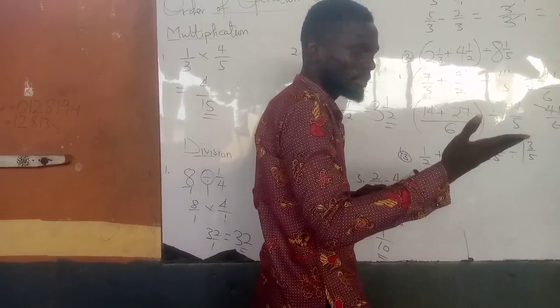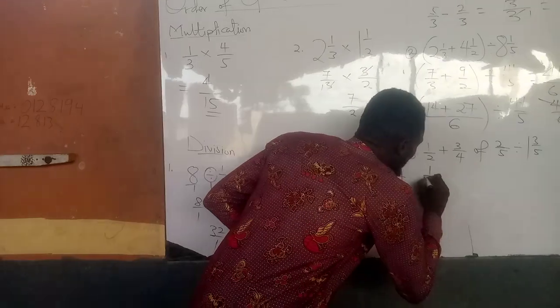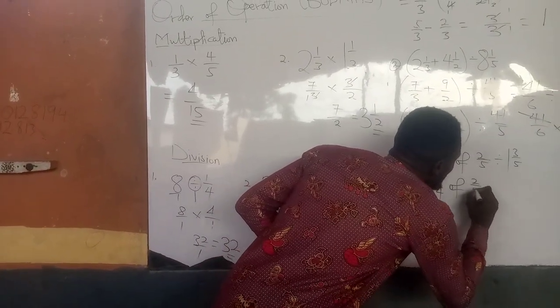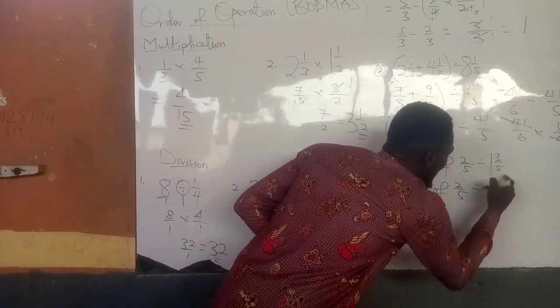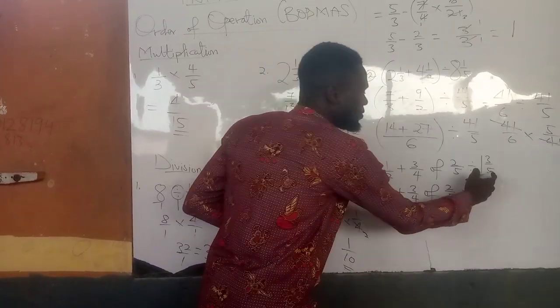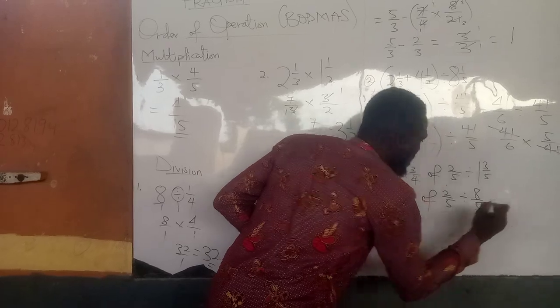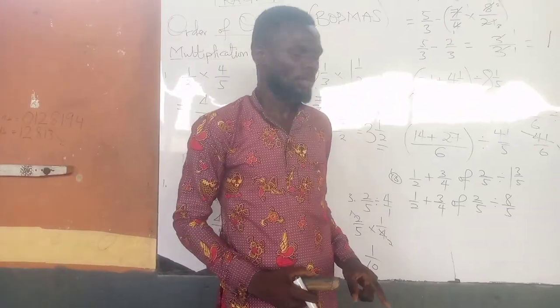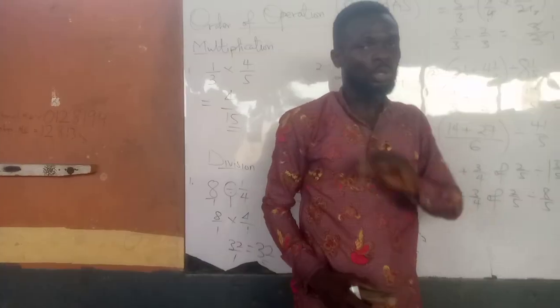So I have 1 over 2 plus 3 over 4 of 2 over 5 divided by, change this one into improper, 5 times 1 plus 3, 8 over 5. Now let's apply the BODMAS. Is there a bracket? No. So we skip.